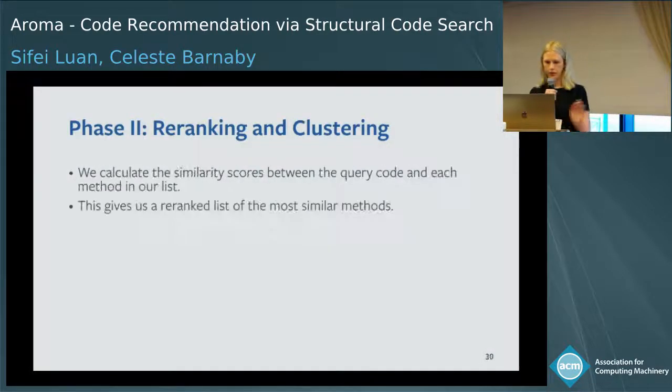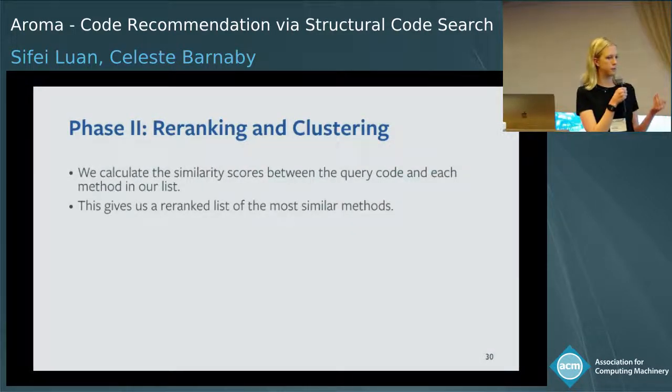So now that we have this measure of similarity, we can simply calculate the similarity scores between the query code and each method in our list, which gives us a list of the most similar methods. But this would still be way too many methods for a user to actually look through. So the next step will be to cluster those methods.